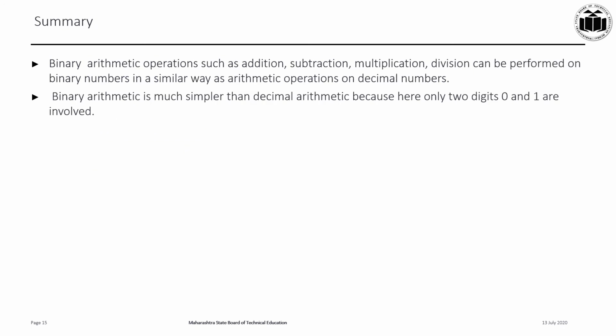So today we learned binary arithmetic operations such as addition, subtraction, multiplication, and division can be performed on binary numbers, which is similar to arithmetic operations on decimal numbers. Binary arithmetic is much simpler compared to decimal arithmetic because in binary arithmetic we have to deal with only 2 digits, 0 and 1.